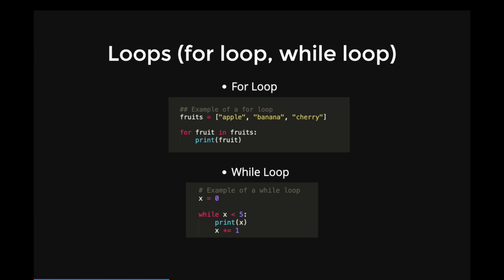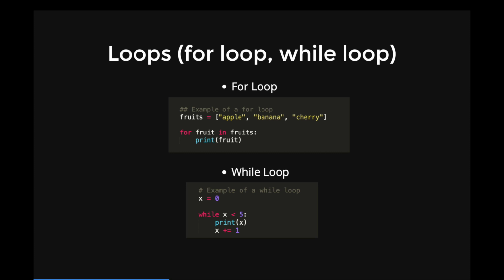While loop. A while loop is used to repeatedly execute a block of code as long as the condition is true. So for example, here you'll see the while loop prints the value of x as long as it is less than 5. The value of x is incremented in each iteration to avoid an infinite loop.